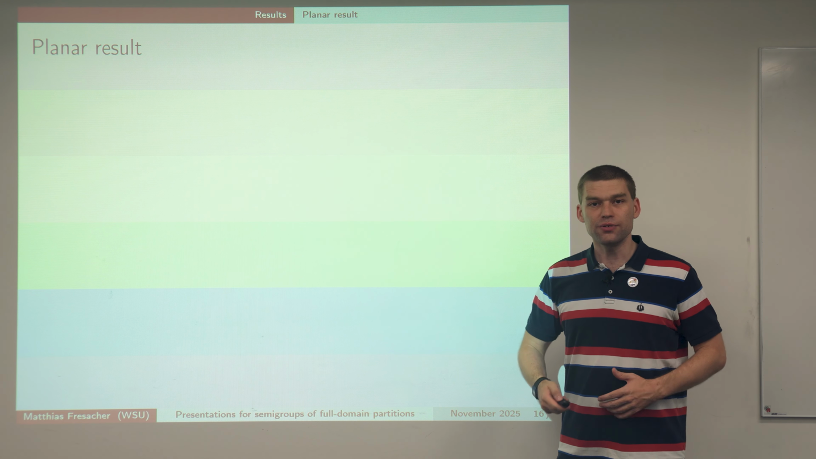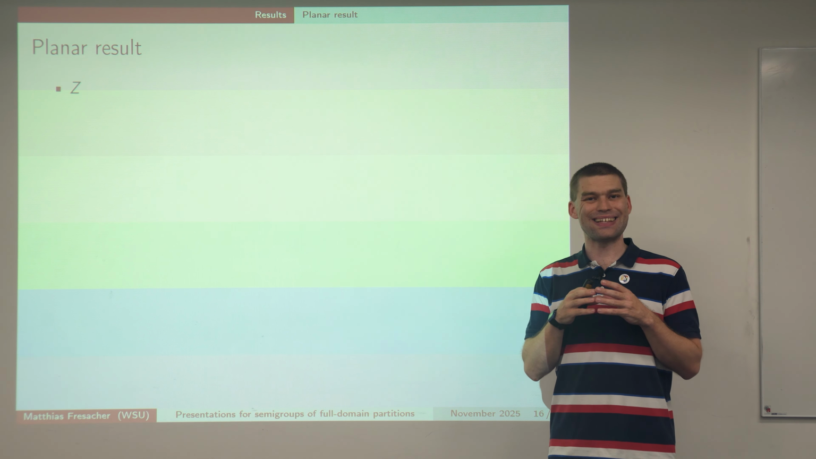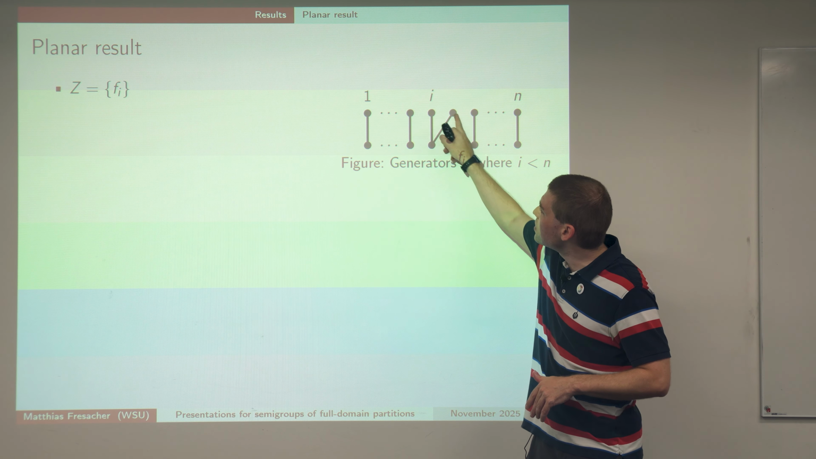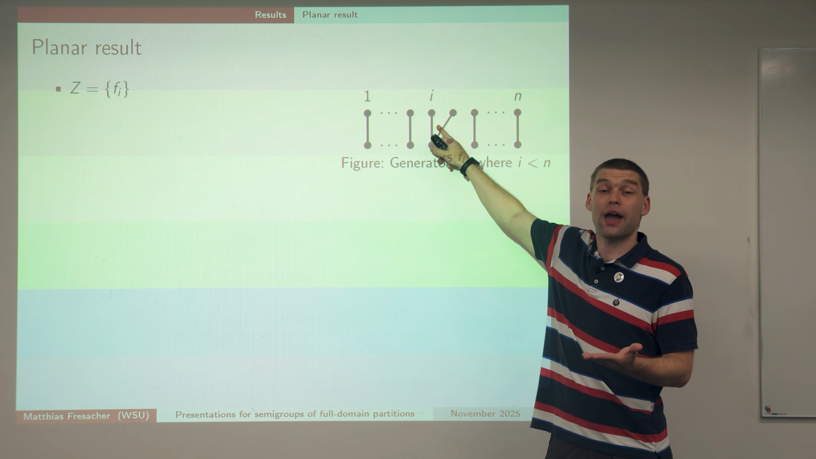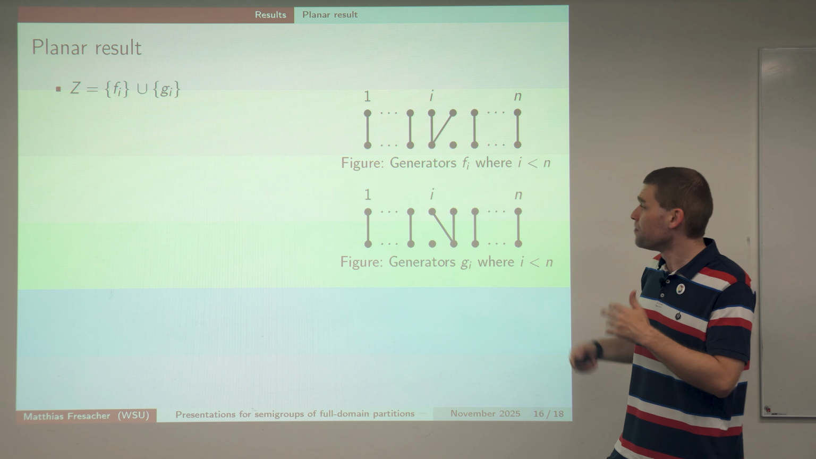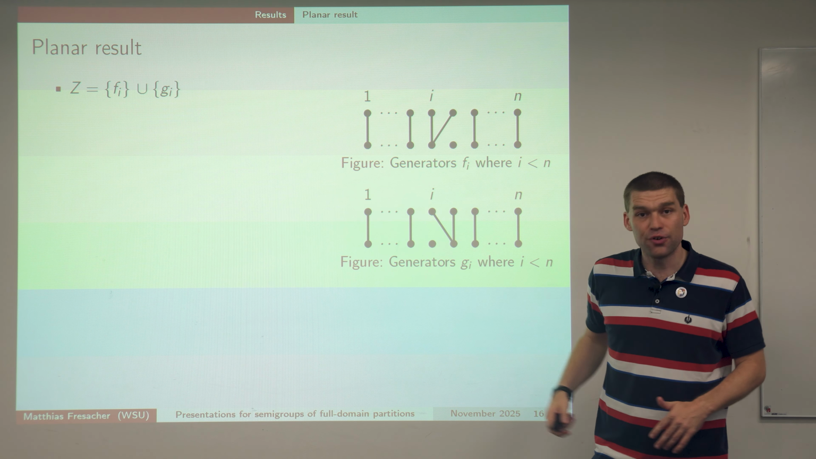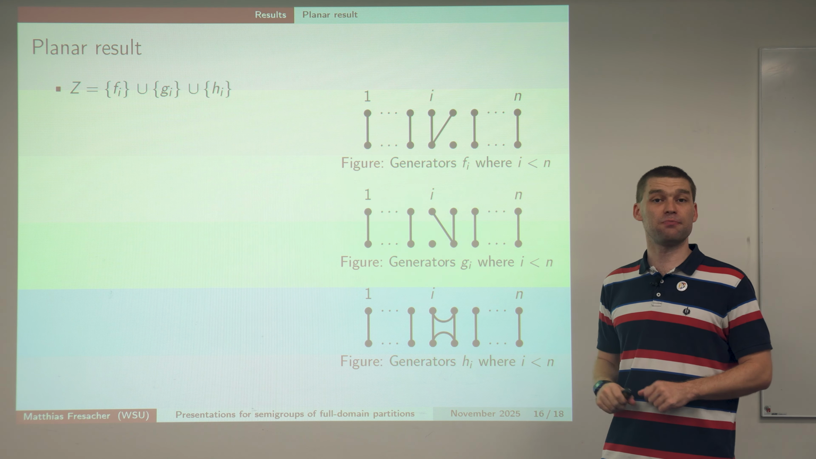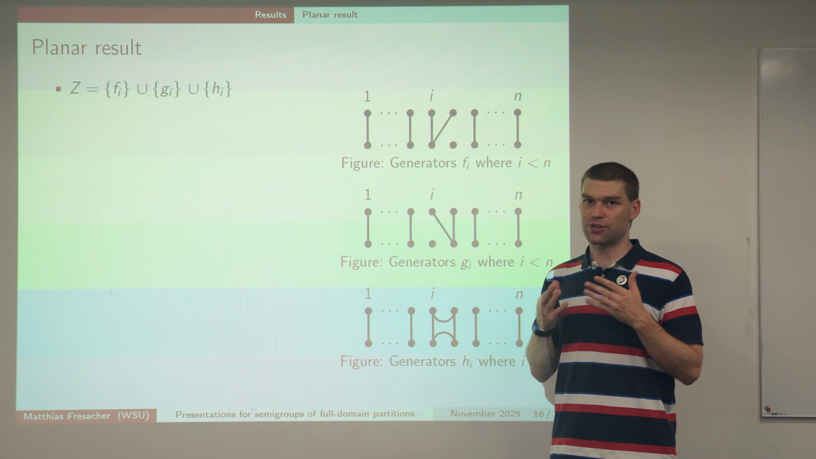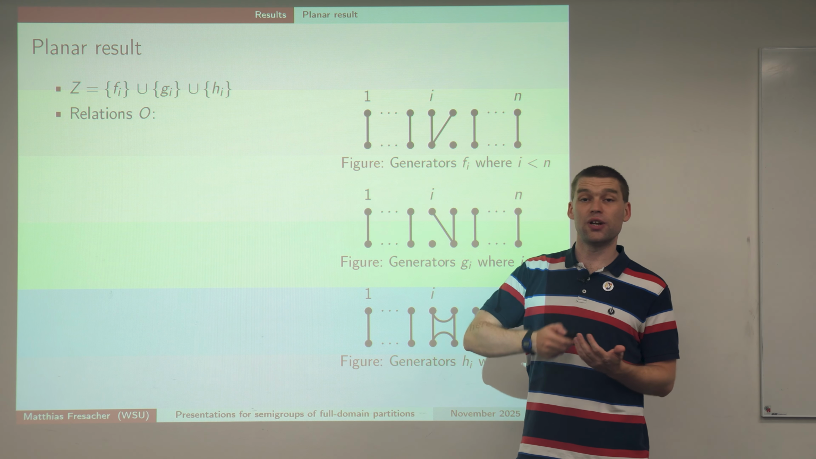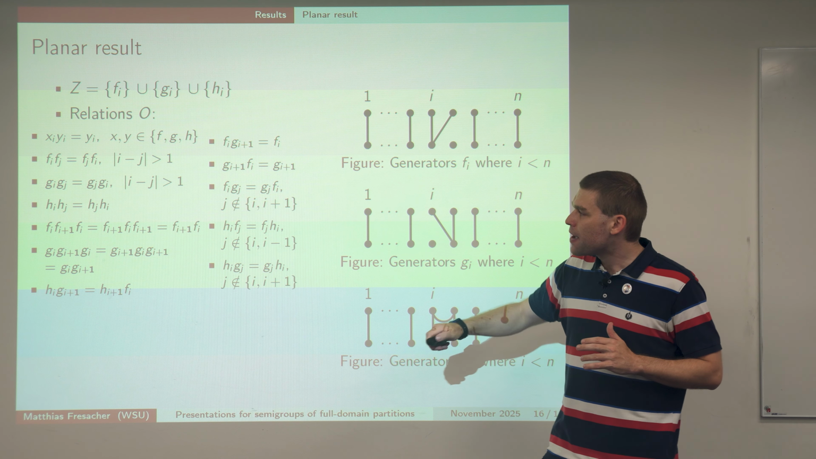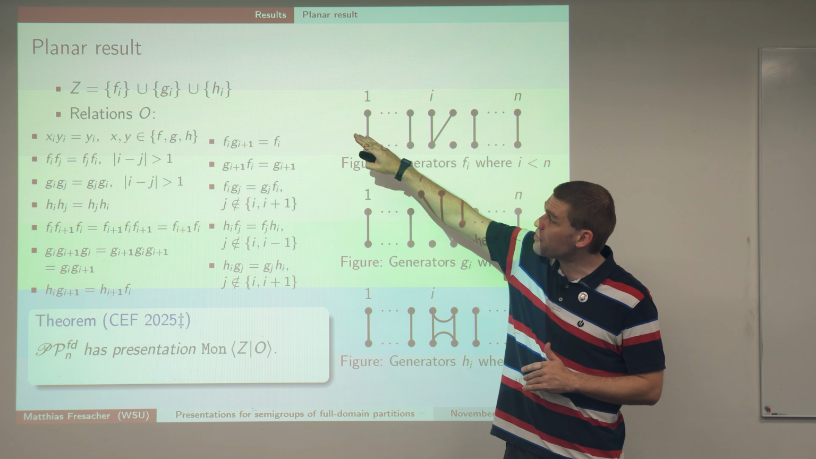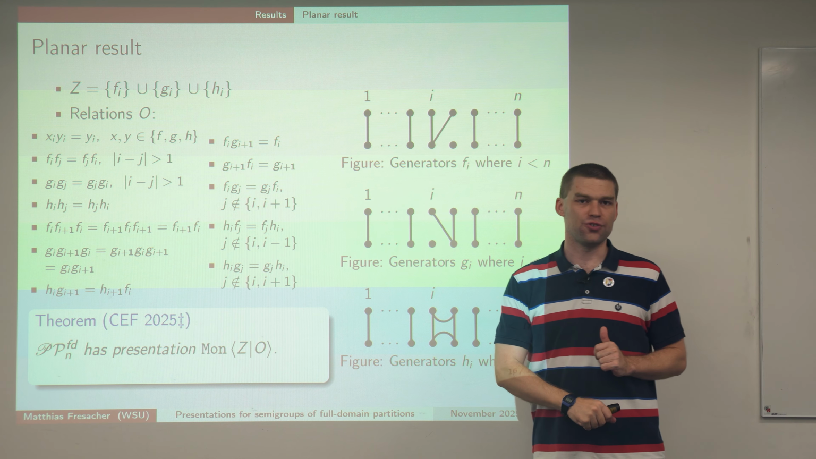Finally, I have the planar result, and this is for a generating set Z, where we have Fi's, so these are our triangle blocks, but only ever one space apart, because otherwise we would have crossings of edges, which is not allowed. We have Gi's, which are the mirrored counterparts, and we have Hi's, which are just the boxes, but again, only one space apart, because otherwise we would get crossings of edges. We then have some relations O given as follows, and we have our result that says that the planar monoid has a monoid presentation given by the generating set Z and our relations O.